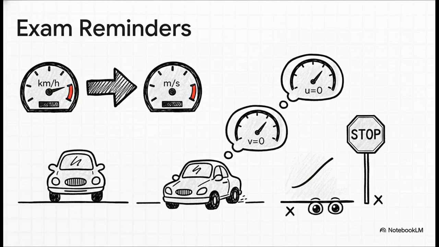Third, whenever a question says an object starts from rest, that's a hint. It means the initial velocity u is 0. And if it says brakes are applied or comes to a stop, that means the final velocity v is 0 and your acceleration will be a negative value. And finally, for graph questions, the first thing you must do is look at the axes, and only then should you interpret the slope or area.